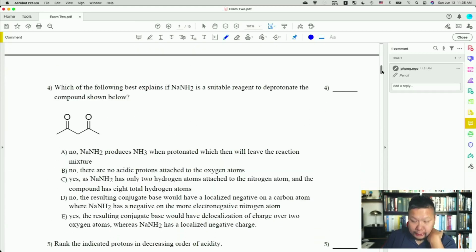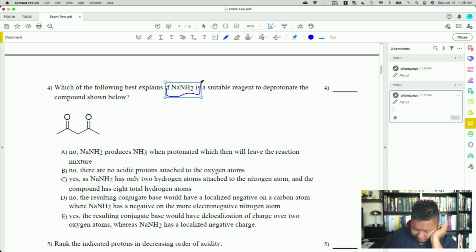Next, number 4, which of the following best describes if sodium amide is suitable as a reagent for deprotonating this compound, right? Well, the first thing to notice is that sodium amide, right, on the acid-base chart, I can't remember what its exact pKa is, right? Because I don't expect you to even remember what the exact pKa is. But it's like around -7 to -9 or something like that, right?